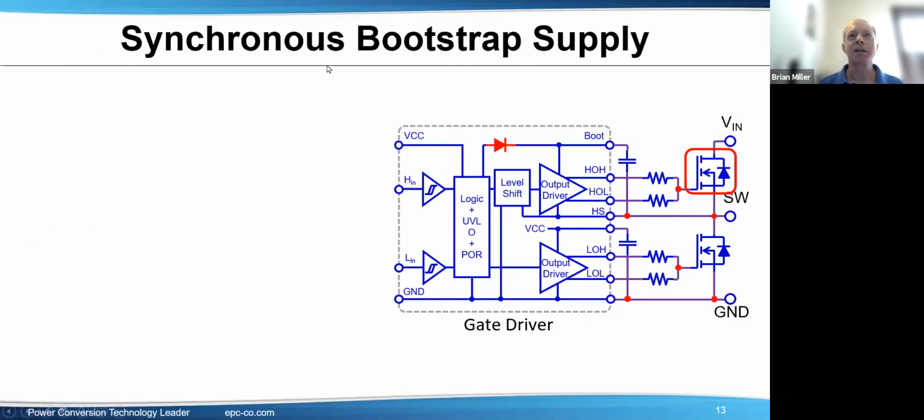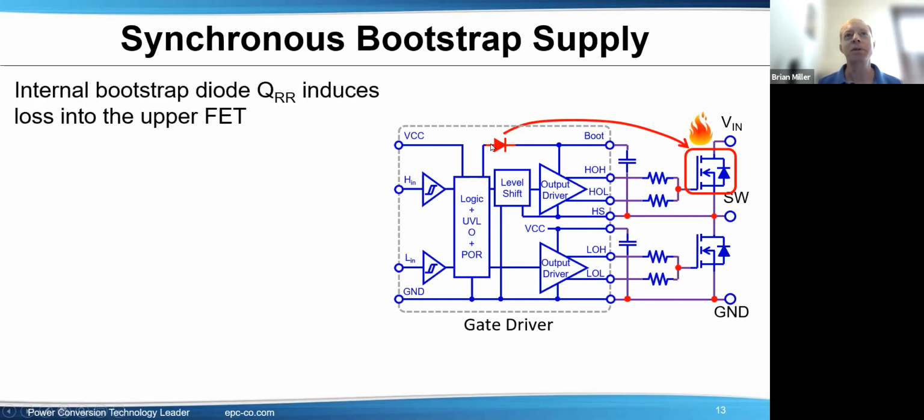Okay, next topic, synchronous bootstrap supply. Now, as we mentioned before, GaN FETs are very fast, and sometimes they're used in very fast power supplies. Some examples of those are things like wireless power, where there's a 6.78 megahertz frequency slot that's allowed for this. Because of FCC and other regulatory standards around the world, you really have to use the 6.78 megahertz or multiples of that. A lot of the gate drivers will work there, except one problem.